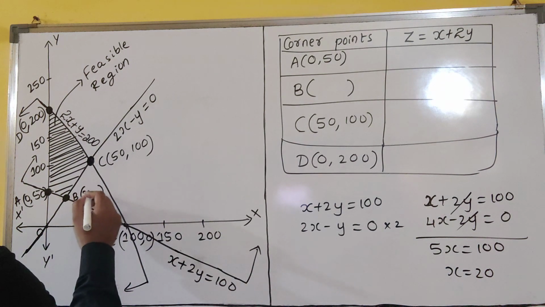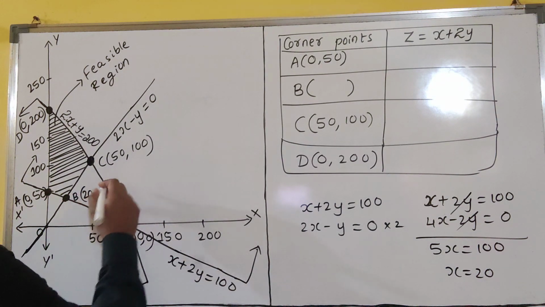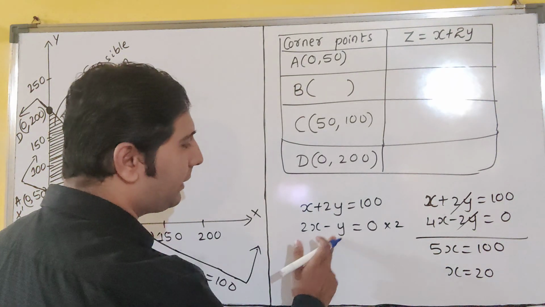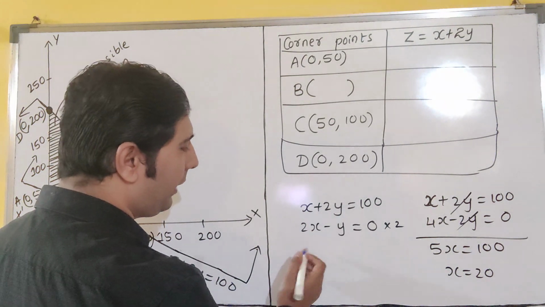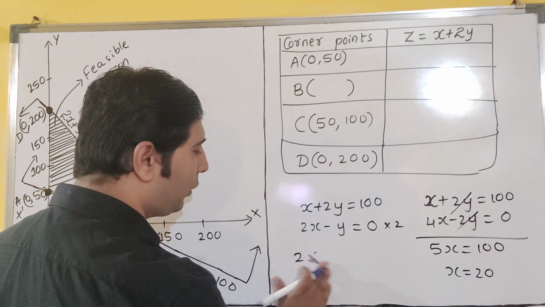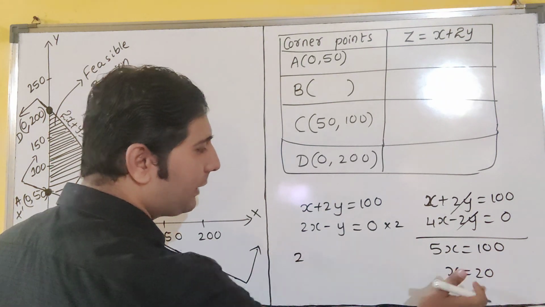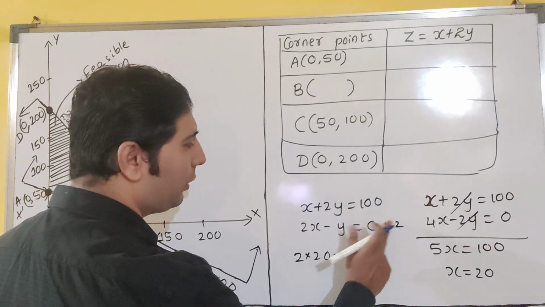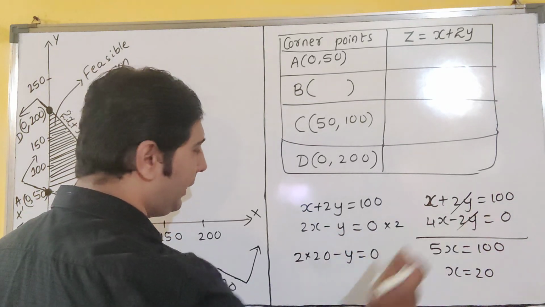X value, how much you got? 20. X value we have got 20, dear students. So you can put this in this or this. Any one equation I will put in this. 2 into what? X is how much? 20. 2 into 20 minus y is equal to 0. Don't take this. This is a multiplication I have done with this.